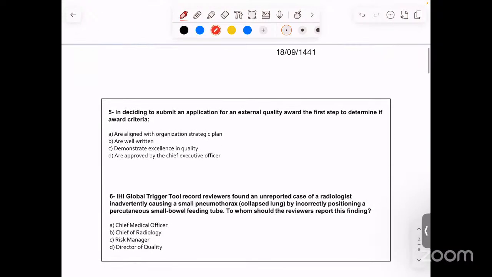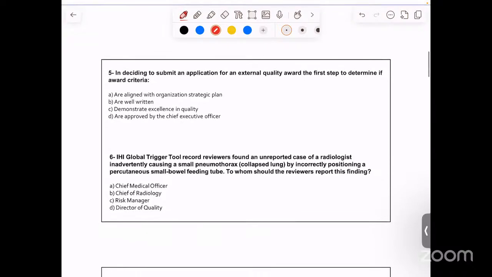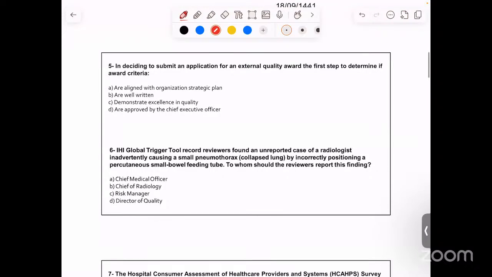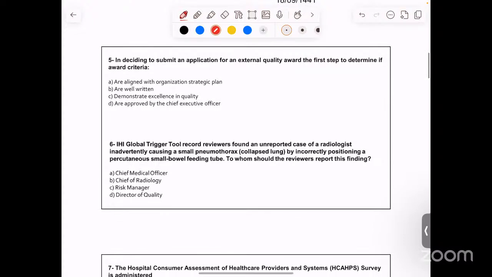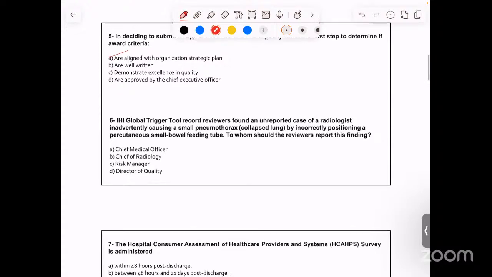Okay. Number 5. In deciding to submit an application for an external quality award, the first step is to determine if award criteria: A, are aligned with organization strategic plan; B, are well written; C, demonstrate excellence in quality; D, are approved by the chief executive officer. So in here, what is the first step to determine eligibility? It is to align with the organization strategic plan.